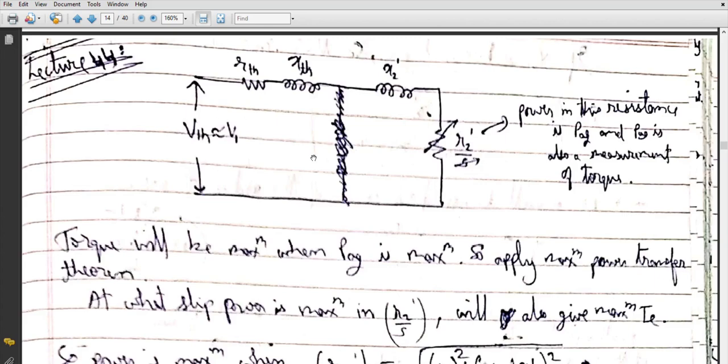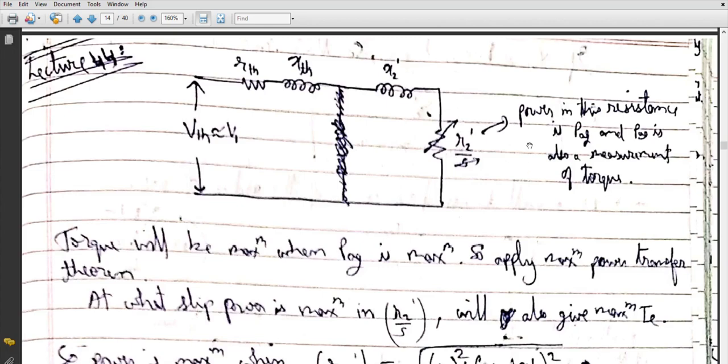The value of the load resistance, in order to extract maximum power from the source, must be equal to the magnitude of this impedance. This is what the maximum power transfer theorem says.